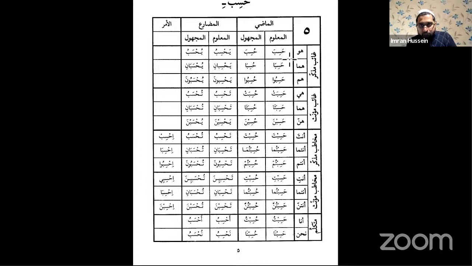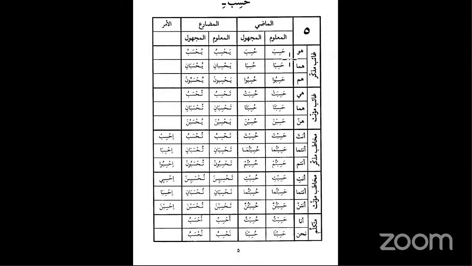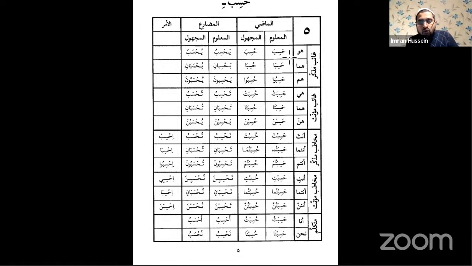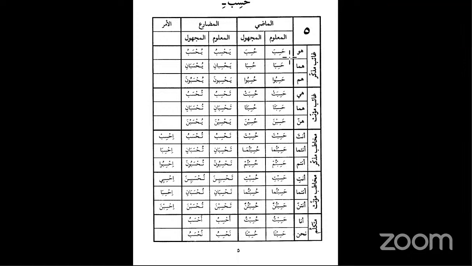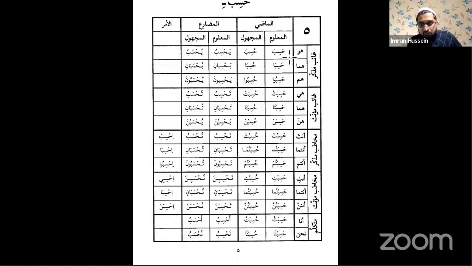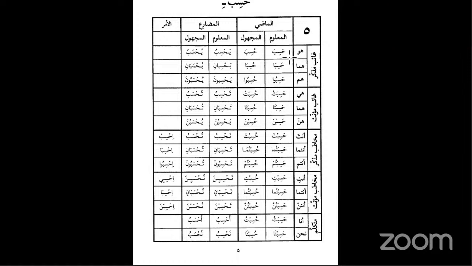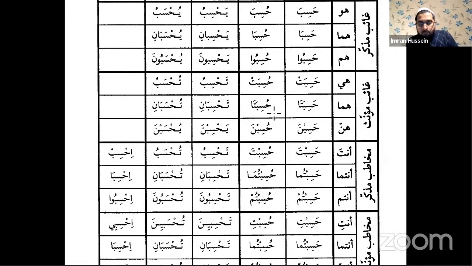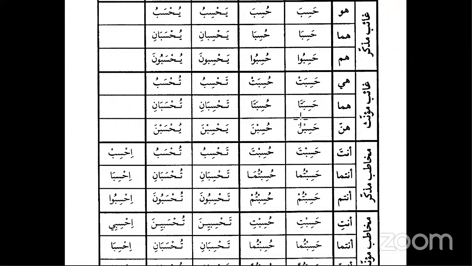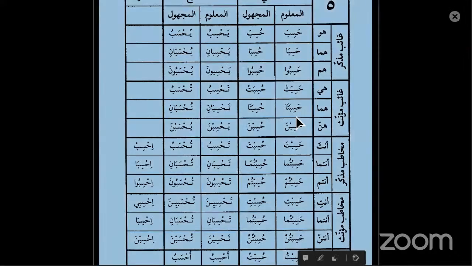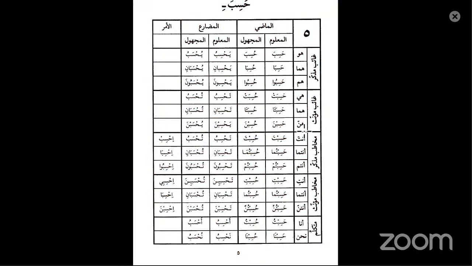Can you do it once more again? Hasiba, he count. Yes. Excellent. Hasiba, they two male count. Hasibu, they all male count. Hasebat, she count. Hasebata, they two female count. Hasebna, they all female count.